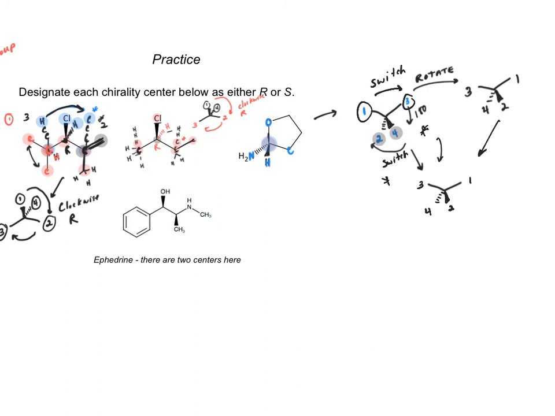And I should be good with the assigned configuration. Okay, so now again, we're going from 1 to 2 to 3, ignoring 4. To do that, we move in a clockwise direction again. So this is also R. All these are kind of boring because they're R.